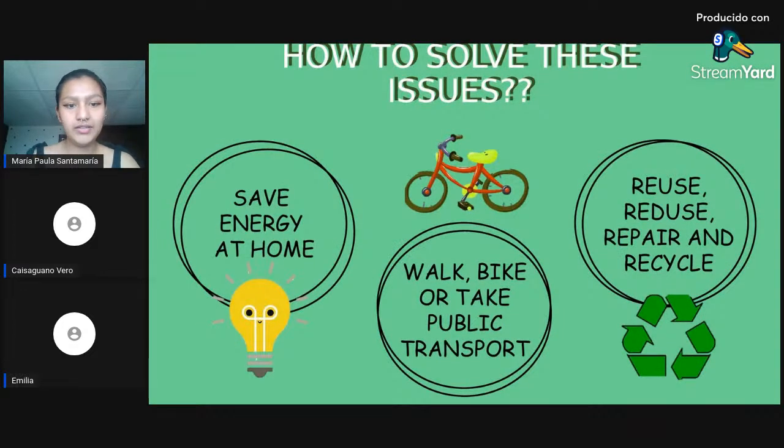So finally, how can we solve these issues? The first step that we must take is to save energy at home, like turning off the lights when we are not in our houses. The next one is walk, bike, or take public transport. But I think bike is the most useful. And the last one, that is the most important, is to reuse, reduce, repair, and recycle.